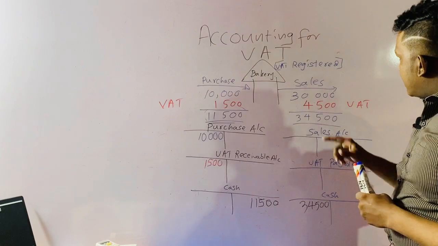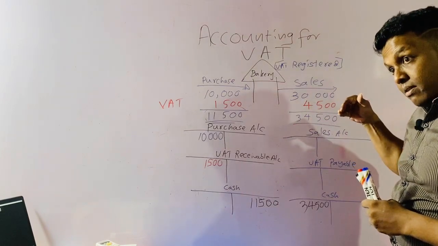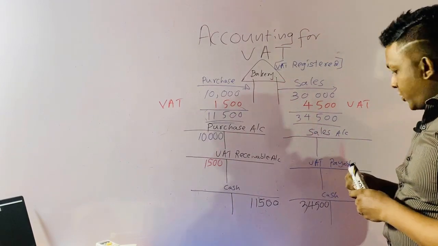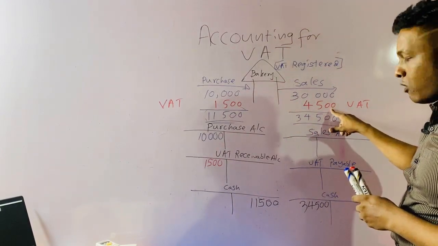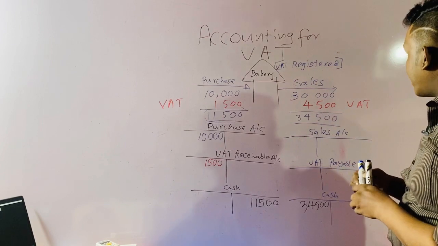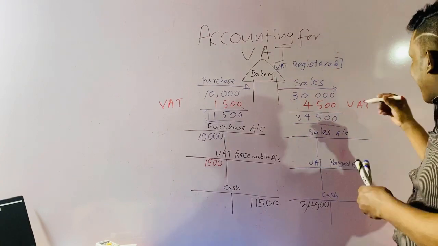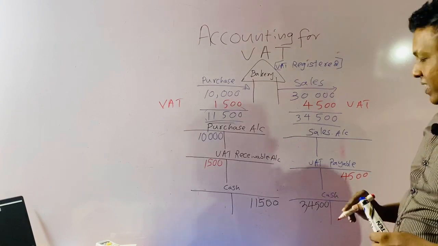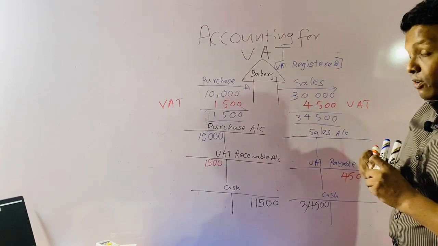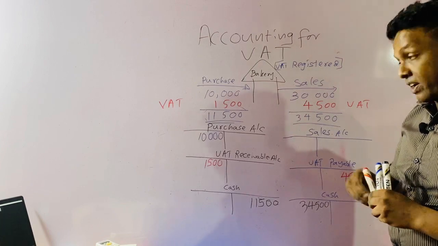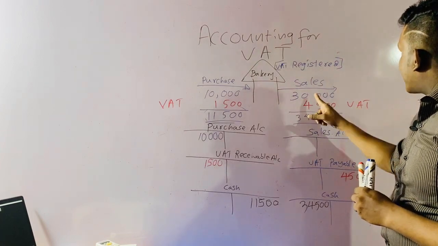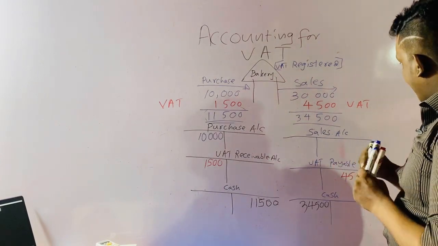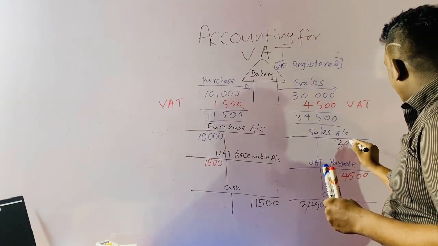So this is we collected but payable to the government. So we should credit this 4,500 to the VAT payable account. Okay, VAT payable account. What is our revenue? Revenue is 30,000 rupees. The revenue is 30,000 rupees.